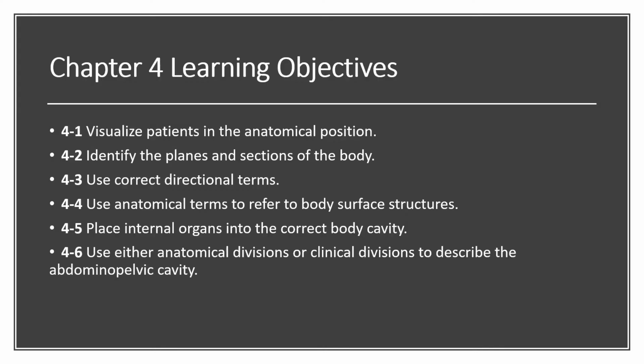Chapter 4 is all about anatomical terminology. So you're going to want to be able to visualize patients in the anatomical position, identify the planes and sections of the body, use correct directional terms, use anatomical terms to refer to body surface structures, place internal organs in the correct body cavity, and use either anatomical divisions or clinical divisions to describe the abdominopelvic cavity.